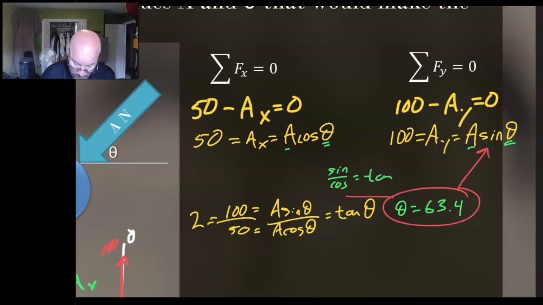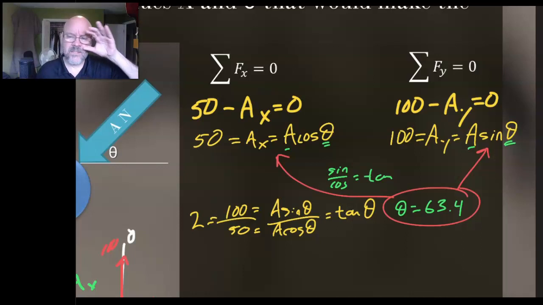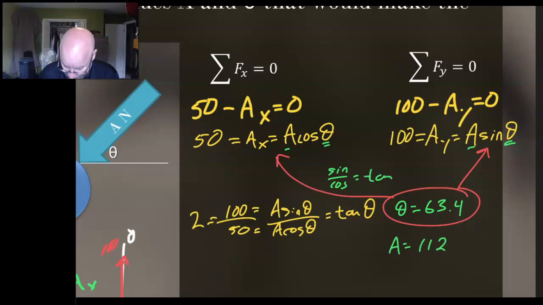Once I know that value, I can plug it in either over here or over here and solve for my value for A. I'm not going to take the time to do that. That's just basic algebra. All of you guys can do that. And we're going to find that A turns out to be equal to 112. It's actually like 111.8, but we're dealing with 3 sig figs here, so we'll call it 112.